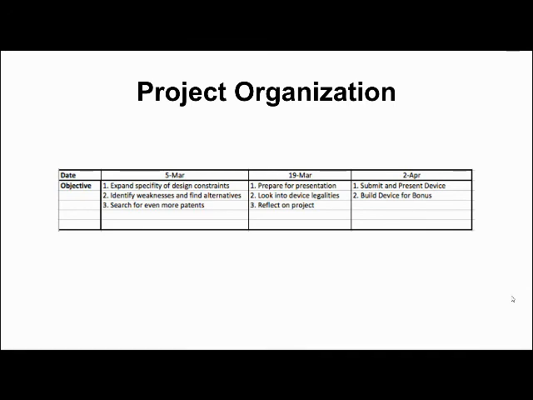By March 19th, we want to prepare a presentation and really look into the all-around effect of our product, and look into the device legalities and reflect on the project, what we could have improved, and what are some other alternatives we could have considered. And by April 2nd, we wanted to submit and present a video and hopefully, for bonus points, build the device itself.